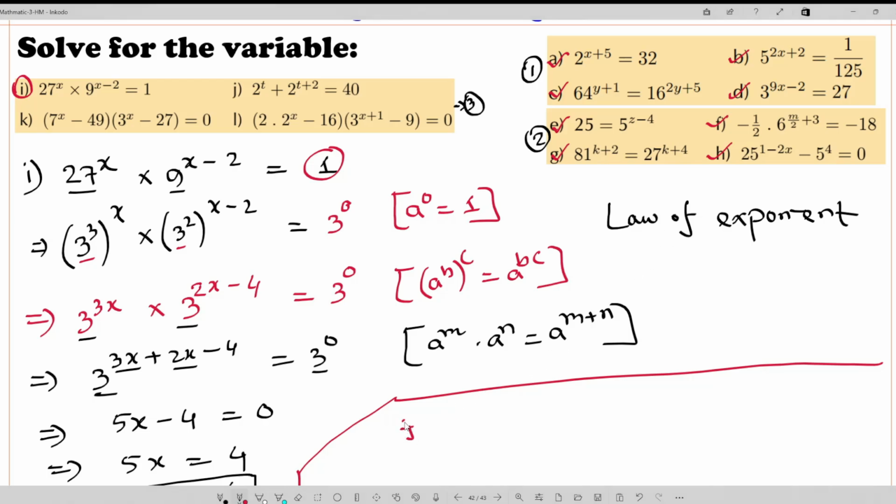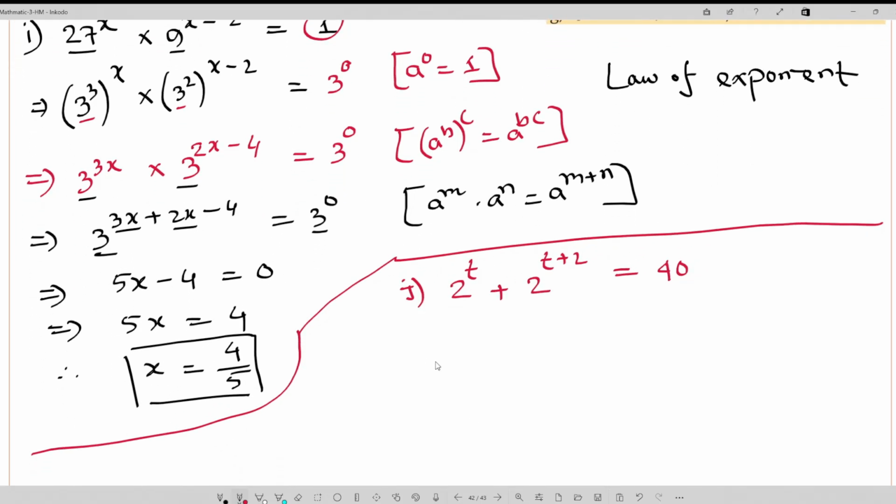Number J. 2 to the power t plus 2 to the power t plus 2 equals 40. So here what can we do? Here is a plus sign, that's why we cannot add the powers. The bases are the same, it's true, but here is a plus sign. So we can write this as 2 to the power t plus 2 to the power t times 2 square, and here is 40.